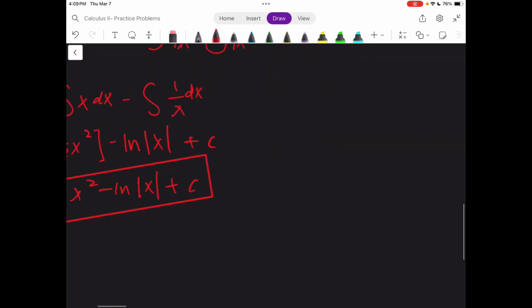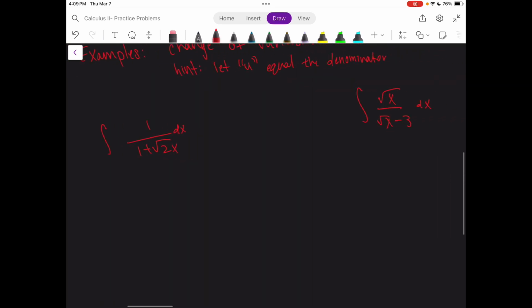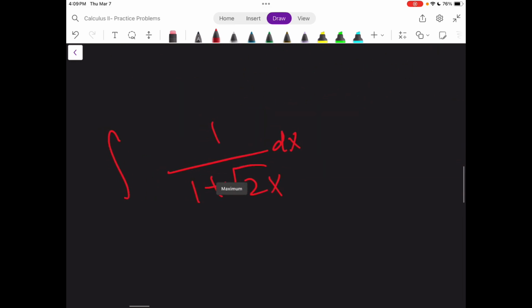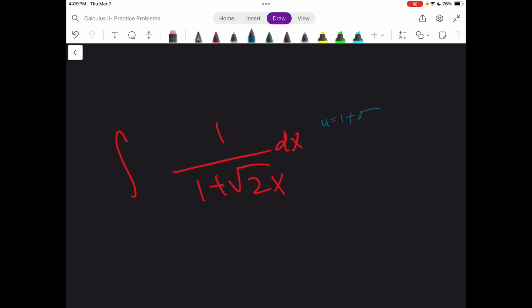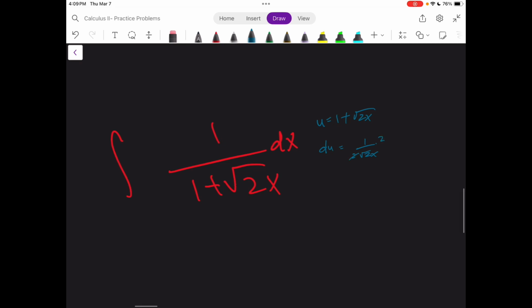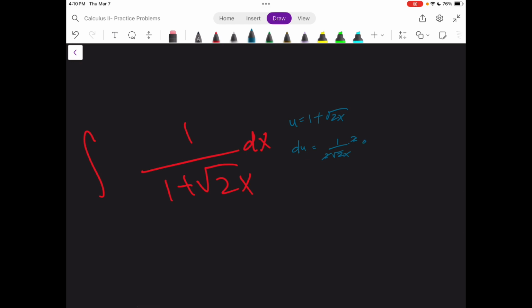Then we move on to examples with something called change of variables. And they give us the hint that u should equal the entire denominator. And the reason that they call it a change of variables is because, you'll see, when u is equal to 1 plus the square root of 2x, the du is the derivative of 1 plus the square root of 2x, which is 1 over the square root of 2x times 2. And that 2 and the 1/2 will cancel. We also have a dx.